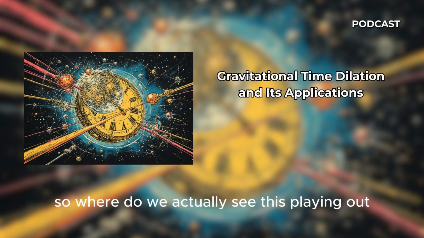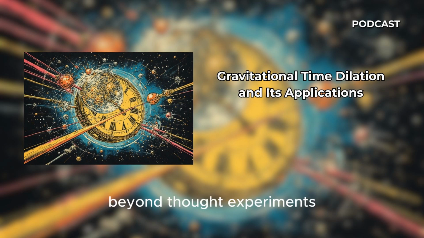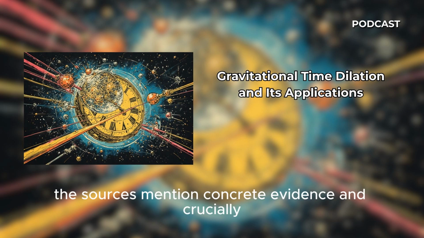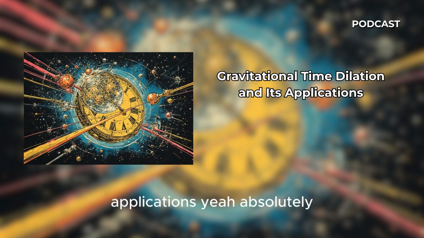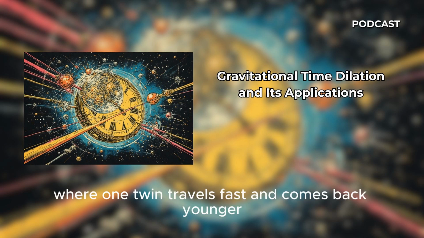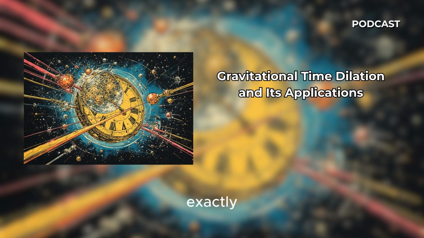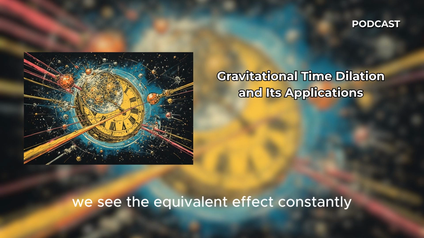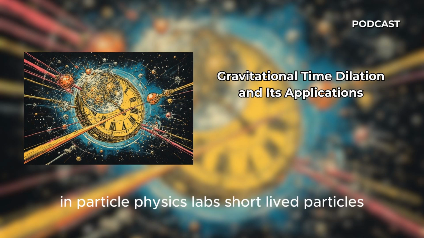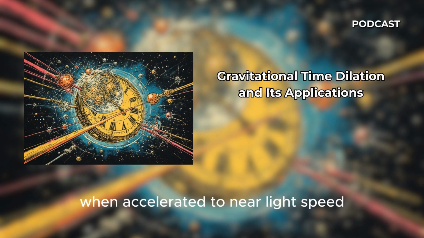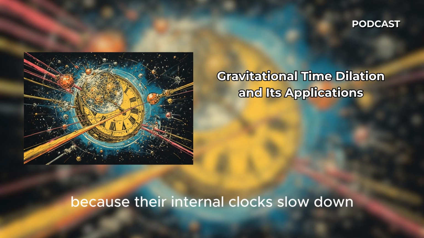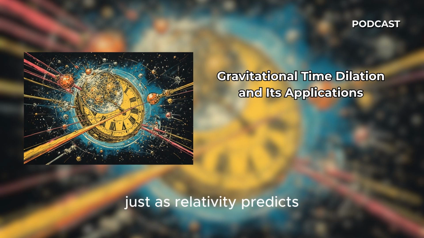So where do we actually see this playing out beyond thought experiments? The sources mention concrete evidence and, crucially, applications. Yeah, absolutely. The famous twin paradox is a direct consequence of velocity time dilation. Where one twin travels fast and comes back younger. Exactly. And while we can't do that experiment with people, we see the equivalent effect constantly in particle physics labs. Short-lived particles, when accelerated to near light speed, survive much longer than they should because their internal clocks slow down, just as relativity predicts.